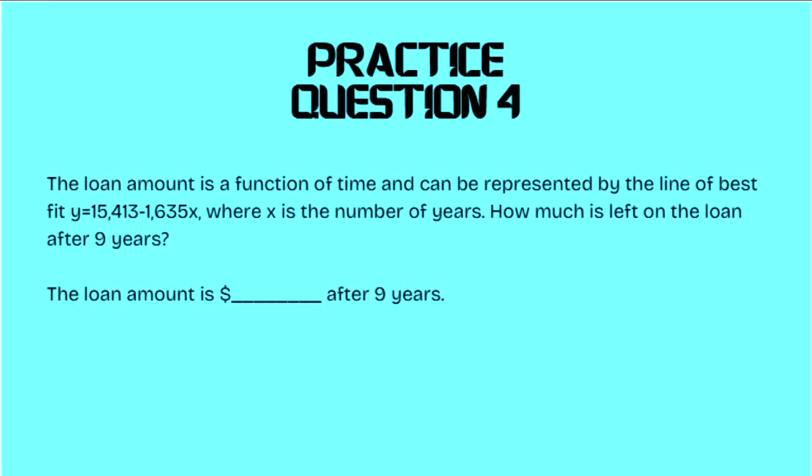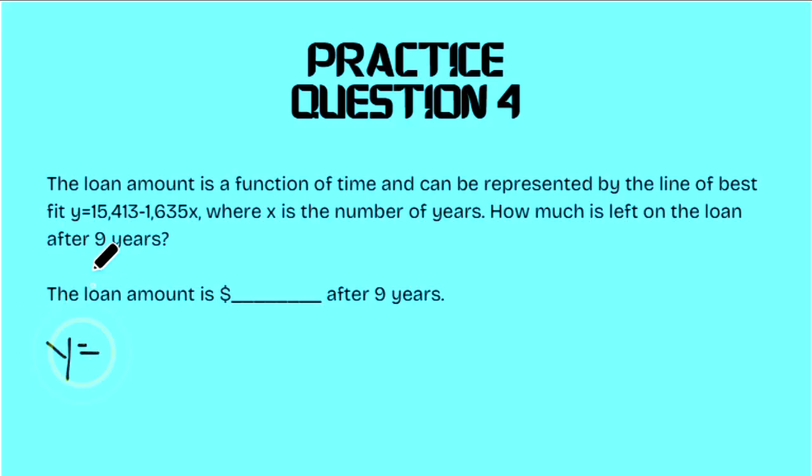The loan amount is a function of time and can be represented by the line of best fit. Y equals 15,413 minus 1,635x, where x is the number of years. How much is left on the loan after 9 years? Pause it, figure it out, come back.